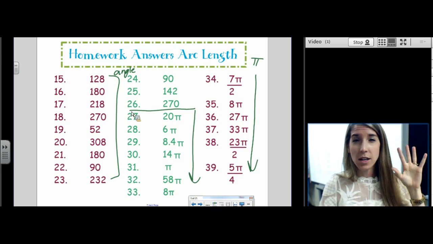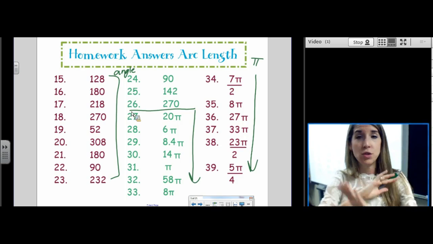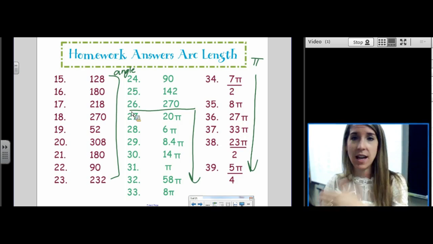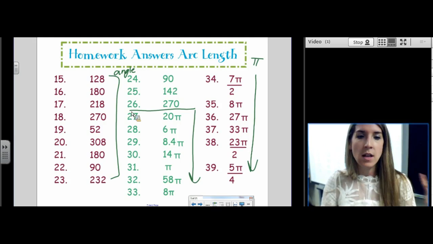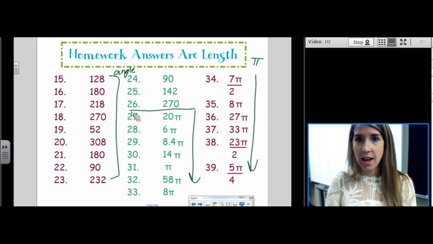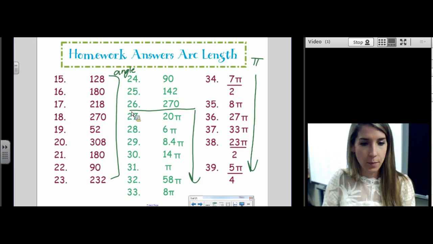So I talked about how we as humans, we have a height and we have a weight. Those are 2 totally different numbers. You don't compare someone's height to someone else's weight. You would compare height to height and you would compare weight to weight. Same thing with measure versus length. Length is a distance, whereas measure is like an angle.